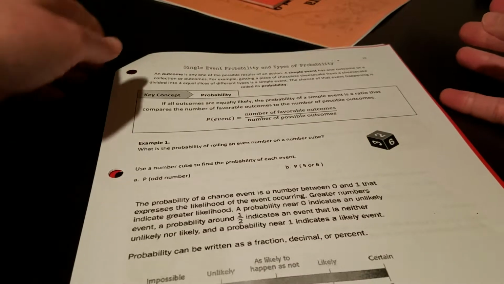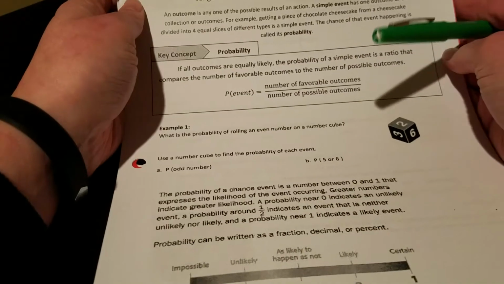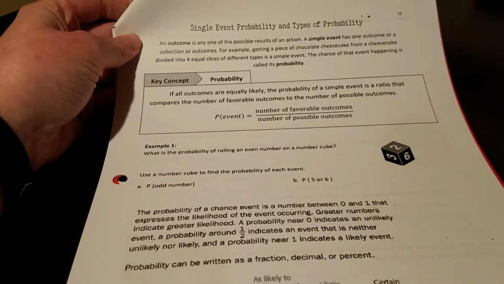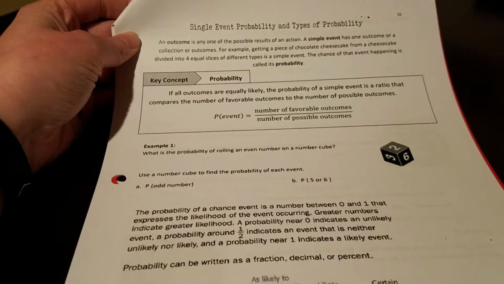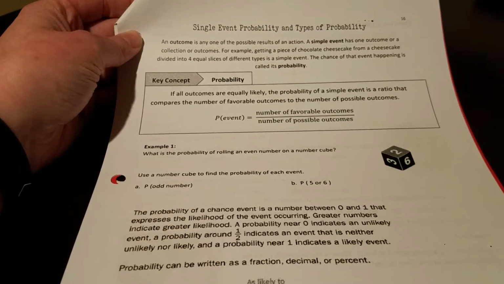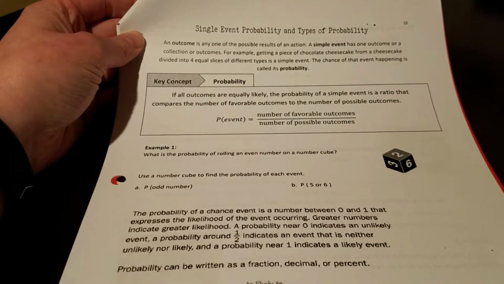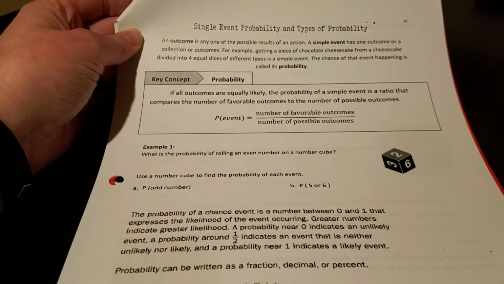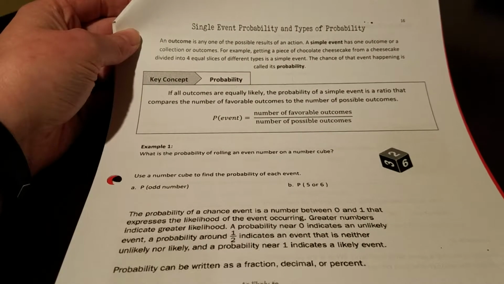This lesson starts out the second part of this chapter about probability. So we're going to talk about single event probability and types of probability today. An outcome is any one of the possible results of an action. So for example, if I flip a coin, my outcomes are either getting heads on the coin or getting tails on the coin. A simple event has one outcome or a collection of outcomes.